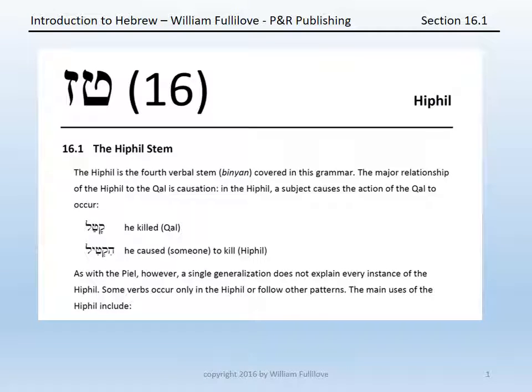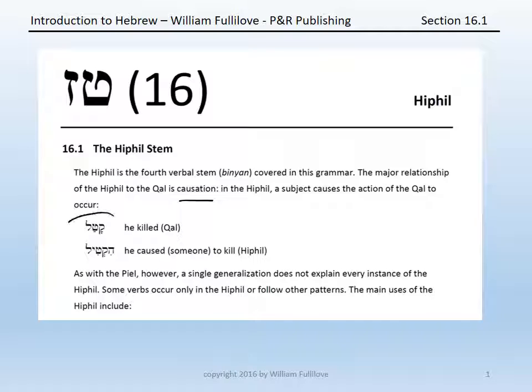The Hiphil is the fourth binyan, the fourth verbal stem covered in this grammar. The other three to date have been the Qal, the Piel, and the Pual. The major relationship of the Hiphil to the original Qal stem we covered is that of causation. In the Hiphil, the subject of the verb causes the action of the Qal verb to occur.